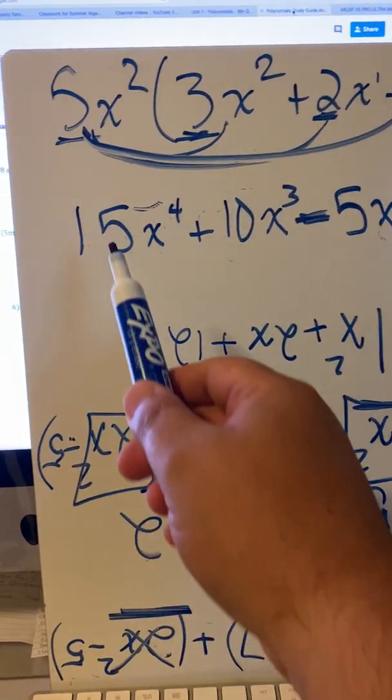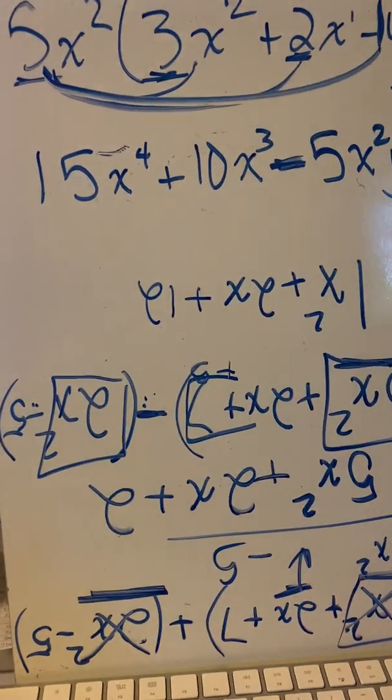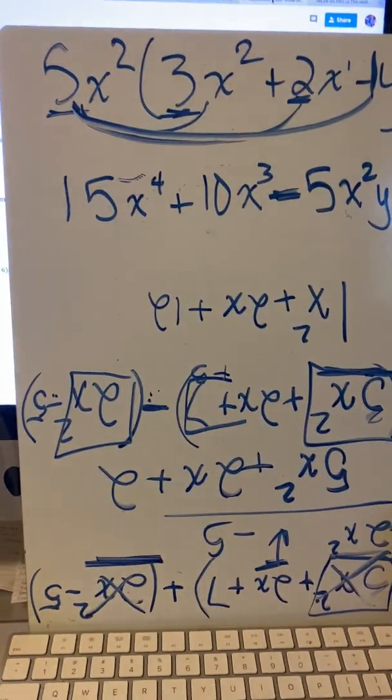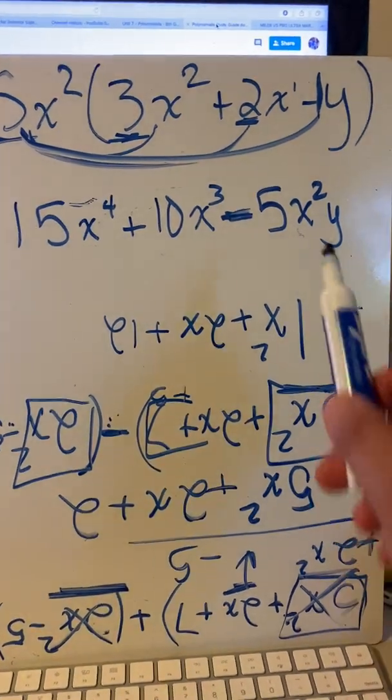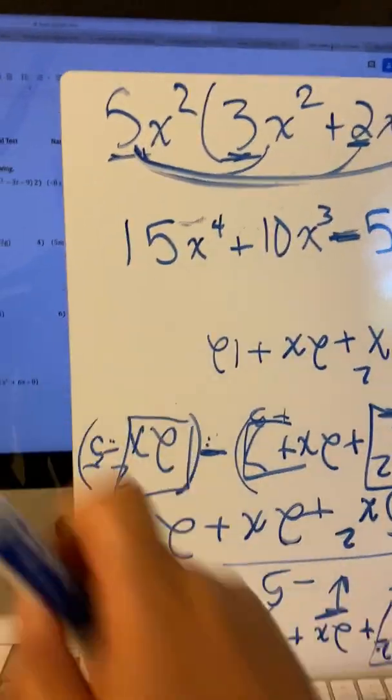You now have distributed the 5x squared throughout that trinomial, and the coefficients just multiply, add the exponential values if they're common exponents. If there's an extra variable in there, it just comes down. It just is part of it. 5x squared y is the way you'd read it. 5 times x squared times y.